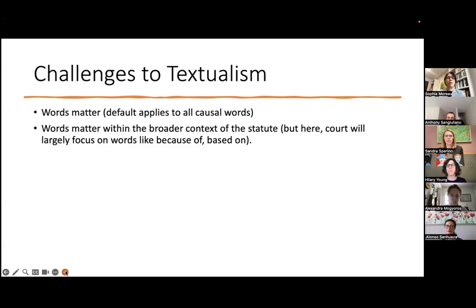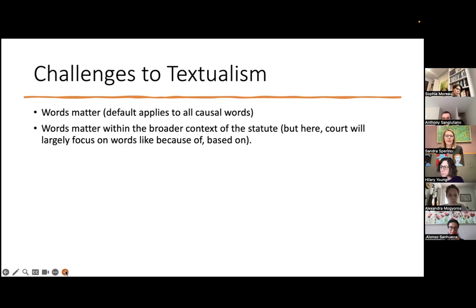Stronger forms of textualism, though, say that it's only the words that matter or only the words in context that matter. But if words matter, then the canon is a little bit problematic because it applies the default to almost any causal word that Congress uses. So whether those words are based on or because of or results from, those are all words that the court has seen as causal words. And even though they're different words, the Supreme Court is going to apply the same default. So that seems strange to me that Congress can use lots of different words, but oddly mean always the same thing.